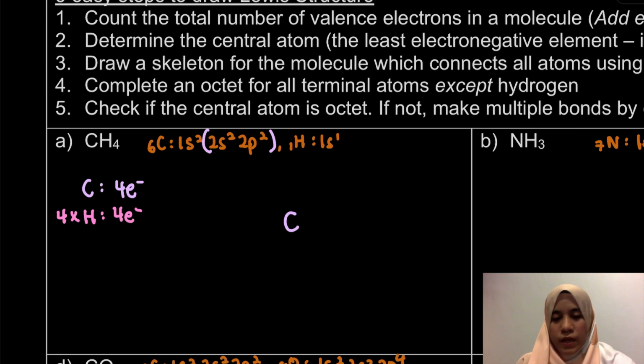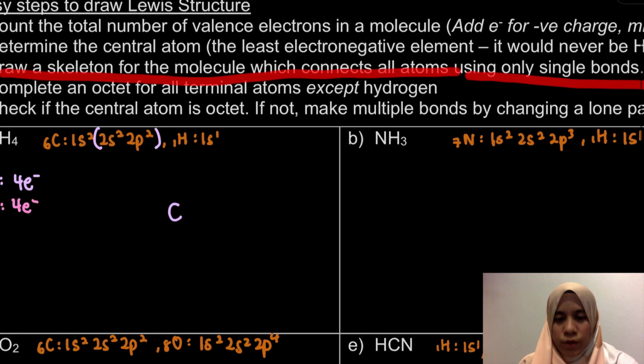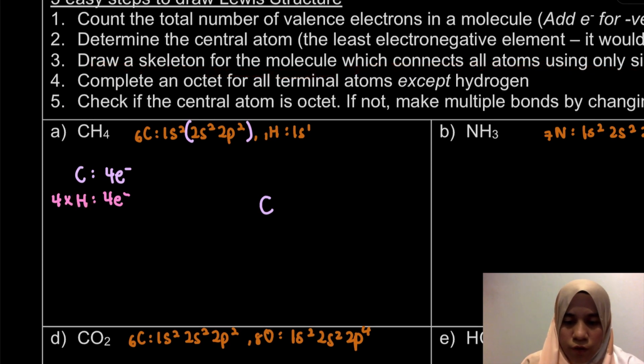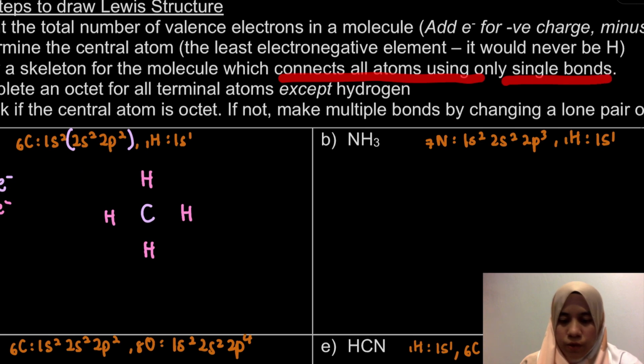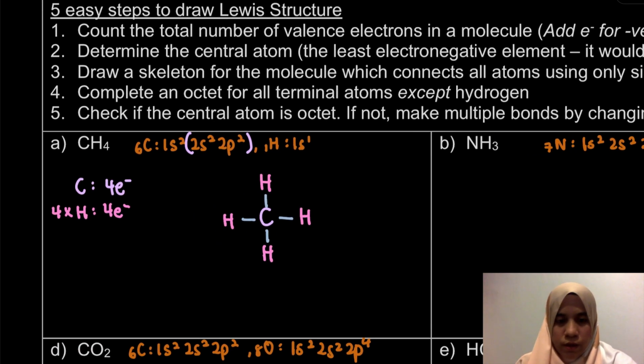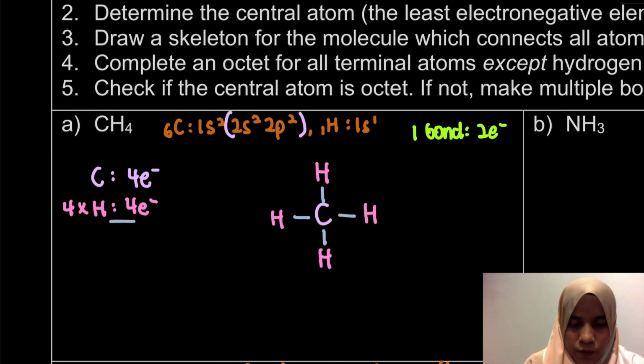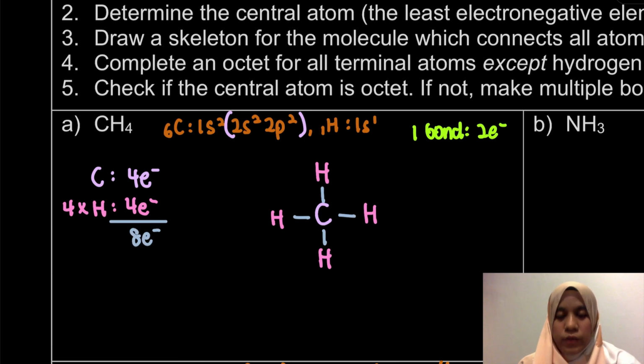Then it mentions to draw a skeleton for the molecule which connects all atoms using only single bonds. We have 4 hydrogens, so I'm just going to draw 4 hydrogens: 1, 2, 3, 4. It says to connect all the atoms using only single bonds, so the single bonds are 1, 2, 3, 4. Each bond contains 2 electrons, so we have 1, 2, 3, 4, 5, 6, 7, 8. So 8 electrons. Our total electron count was 8, and we have used all the electrons.